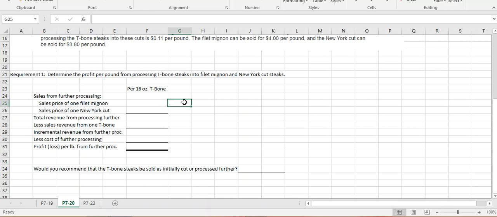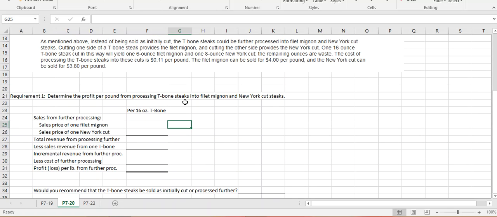All right, so selling price of one filet mignon. We need to calculate the selling price of one filet mignon, and it said filet can be sold for $4 a pound. If we cut one of those T-bones in half, we'll have a 6-ounce filet mignon. We can't just put in $4 a pound, because we're not going to have a pound filet mignon. We're only going to have a 6-ounce. So to do that calculation, let me just type that out here.